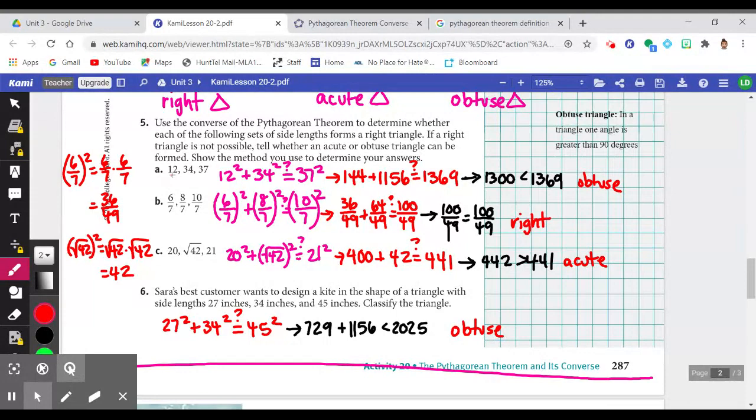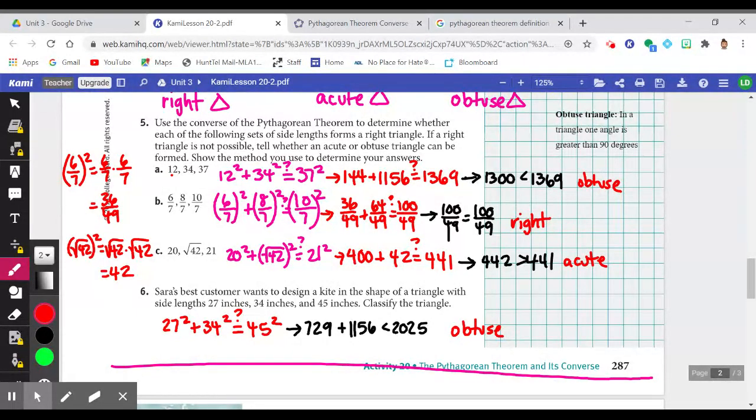So I want to stress that you don't always use the first number for A, the second number for B, and the third number for C, although that tends to work well here. In the Pythagorean theorem, C is your longest side, known as the hypotenuse. So be sure when plugging in for C, you're using your largest measure, because that would be the hypotenuse. So 12 squared plus 34 squared, does it equal 37 squared? Well, I found out that A squared plus B squared is actually less than C squared, so it is obtuse.